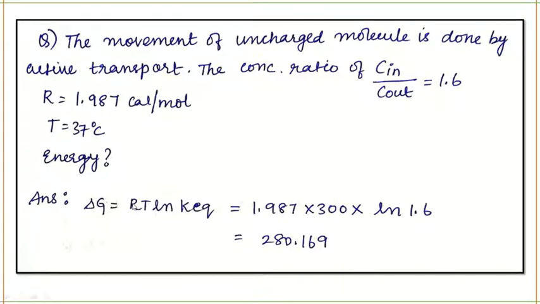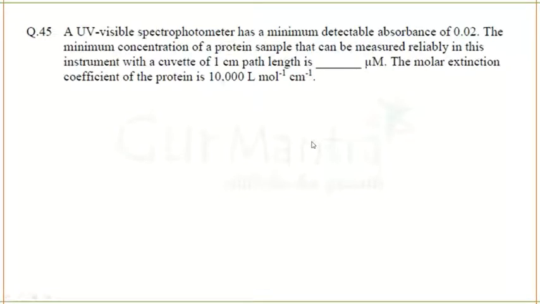R value they have given 1.987. Temperature value you have to convert into Kelvin, 37. So you'll get 300 Kelvin, into ln of K equilibrium, which is 1.6. If you calculate this, you will get the value of delta G. Very simple. Next question.